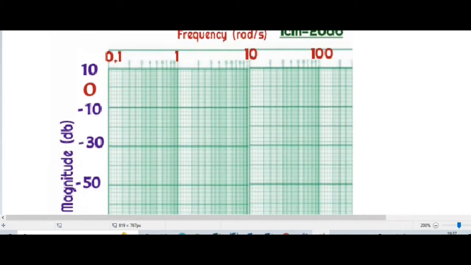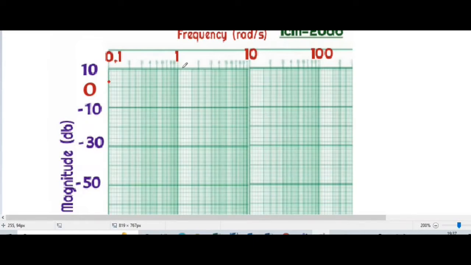Now we will select the points. For these points, I will choose the red color. If we observe, for the lowest corner frequency 0.1, the magnitude is 3.52. For this 3.52, we will take approximately 1 millimeter equal to 2 dB. So for 3.52, between the first and second block above this 0 dB, we will choose the point.